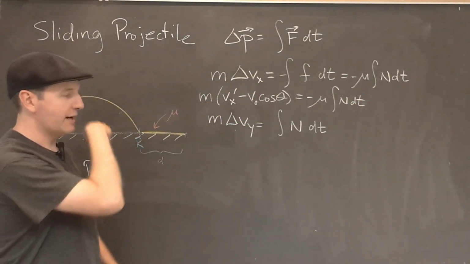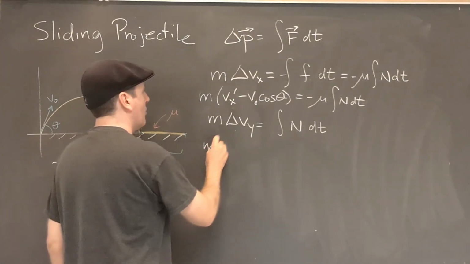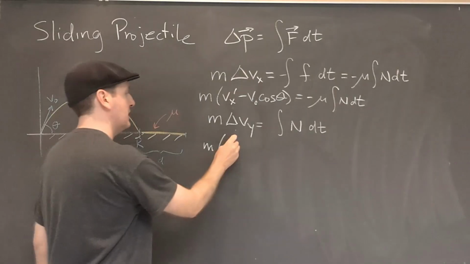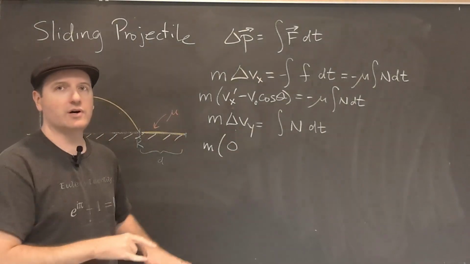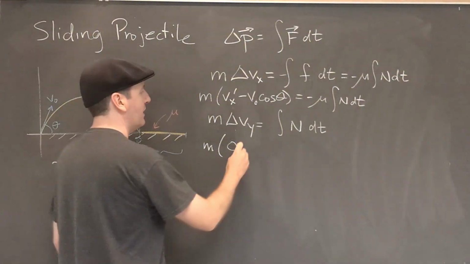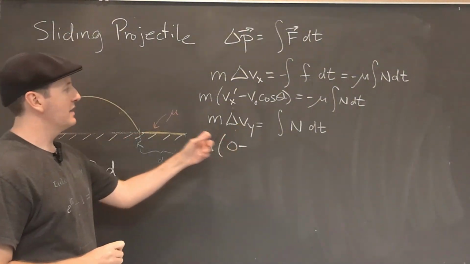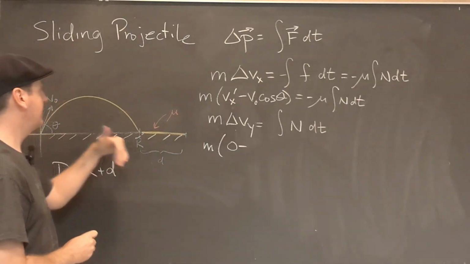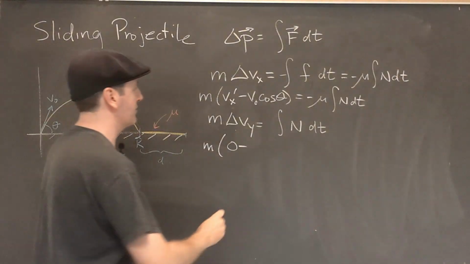Similarly, in the y direction, we know that the final velocity after collision in the y direction is 0. That's the whole idea, that it's lost all of its vertical component of velocity, so it's not going to bounce back up at all. And then its initial velocity in the y direction right before the collision is actually negative its starting velocity when it was launched.